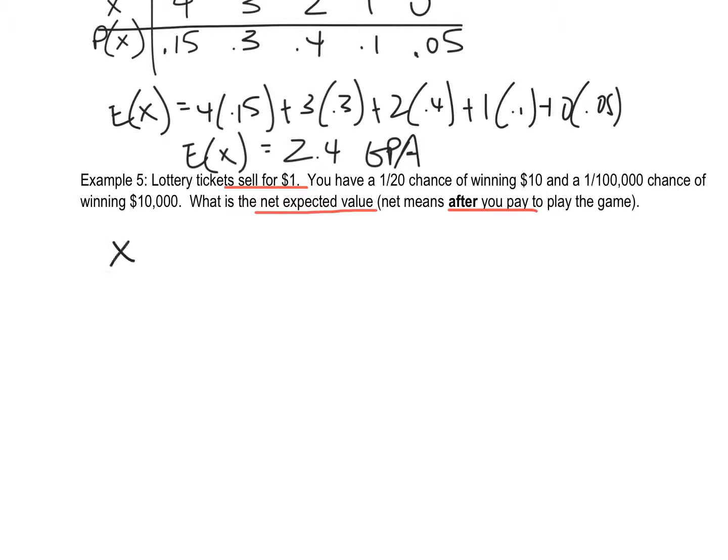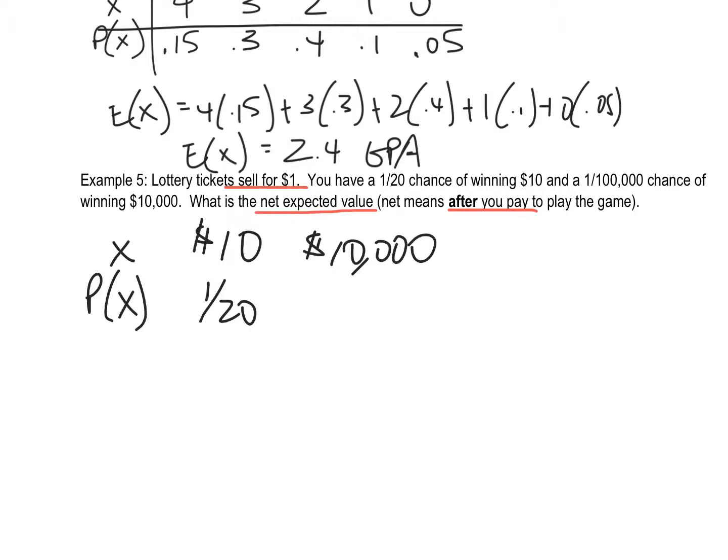So all the different options of earnings: I have a 1 in 20 chance of winning $10. So my first option is winning $10. The probability of that happening is 1 over 20. Not very good. I have another option of winning 10 grand. That would be pretty sweet. But the chances of that are much less, 1 over 100,000. And then anything else, I would win $0.